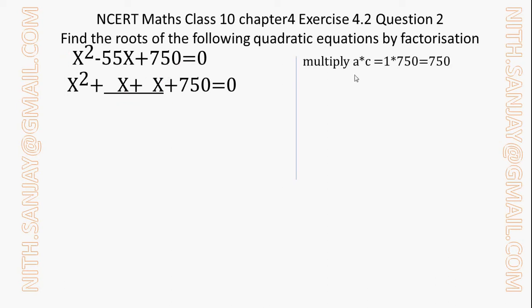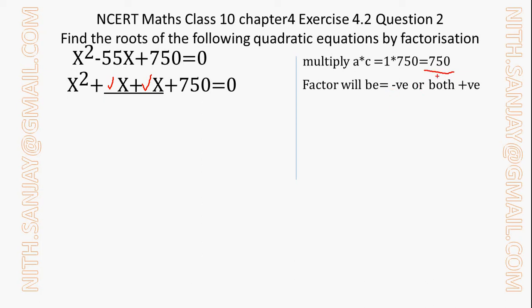When I multiply a and c, where a is the coefficient of x square and c is the constant term, a is 1 and c is 750. If I multiply them, I will get 750. Because this product is positive, both factors will be either negative or positive. Both numbers which I have to put here will be positive or both will be negative, because only then will I get the positive product.